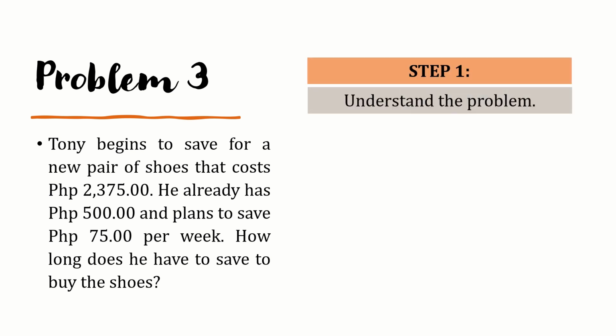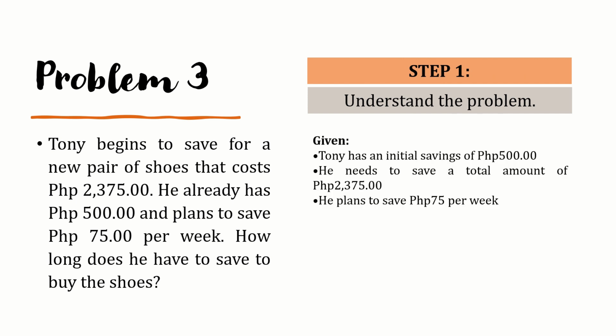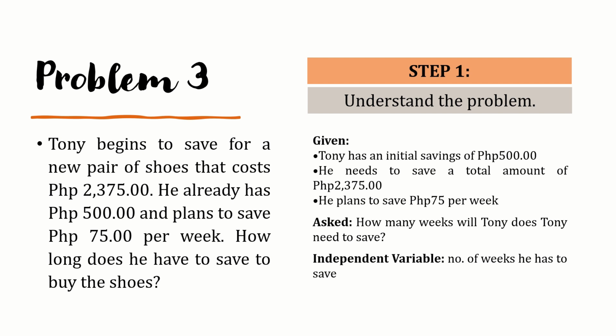Step 1. Understand the problem. Here are the given. First, Tony has an initial savings of 500 pesos. Second, he needs to save a total amount of 2,375 pesos. And third, he plans to save 75 pesos per week. Now what is asked? How many weeks does Tony need to save? What is the independent variable? The independent variable is the number of weeks he has to save. And the dependent variable is the total amount Tony has saved.